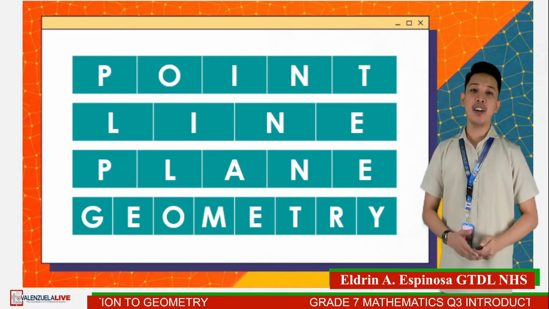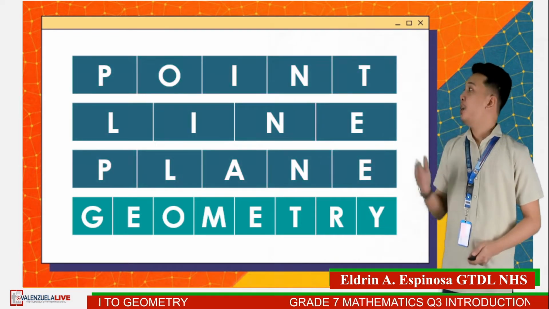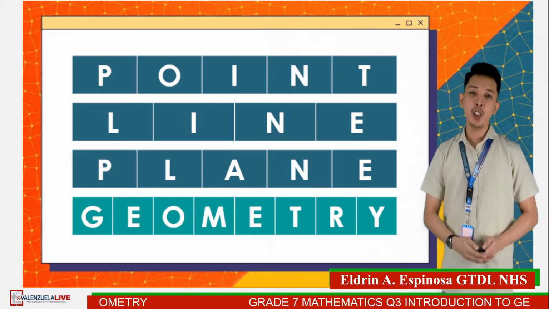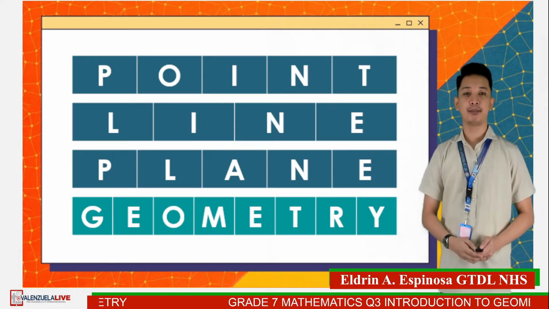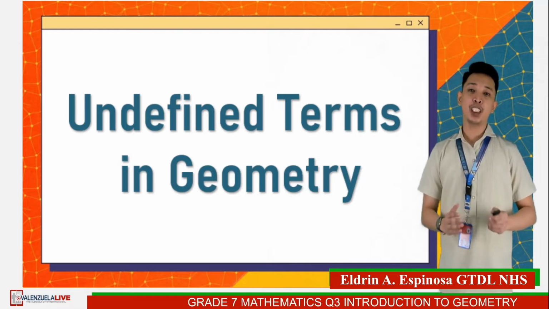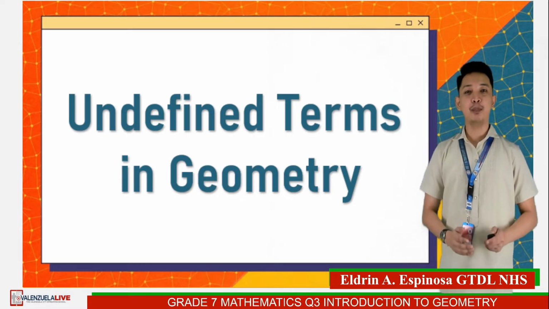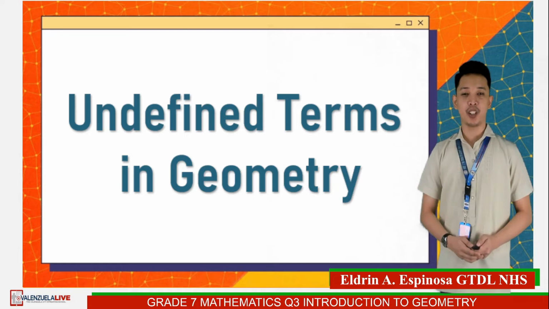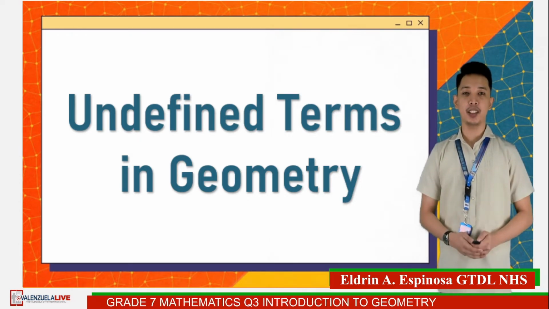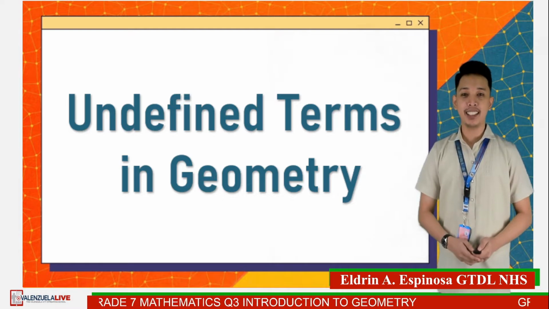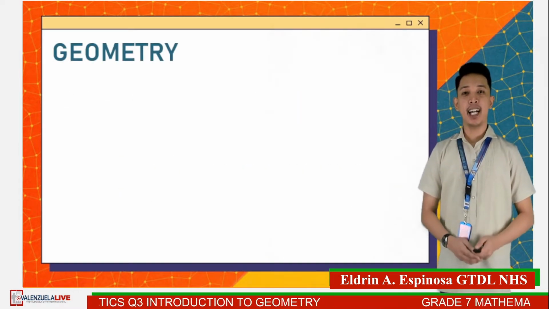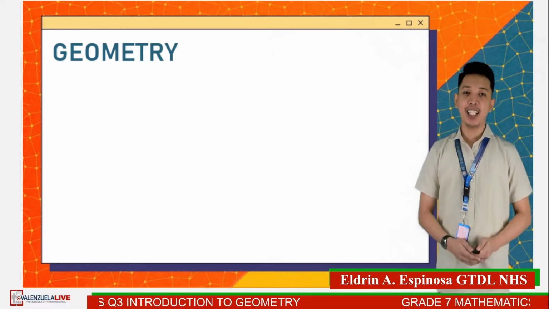Now, consider the following terms, especially point, line, plane. What do you call them? All right. In geometry, the words point, line, and plane are called undefined terms. These words do not have formal definitions. However, we can still describe them. But before that, let us first define geometry.